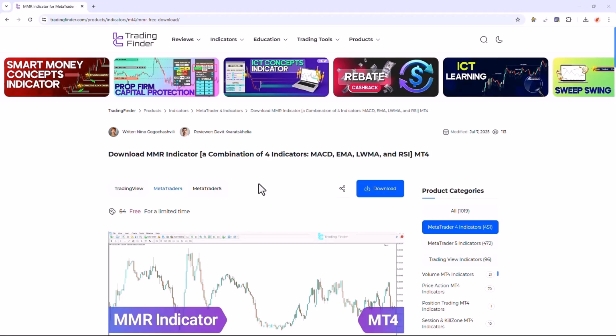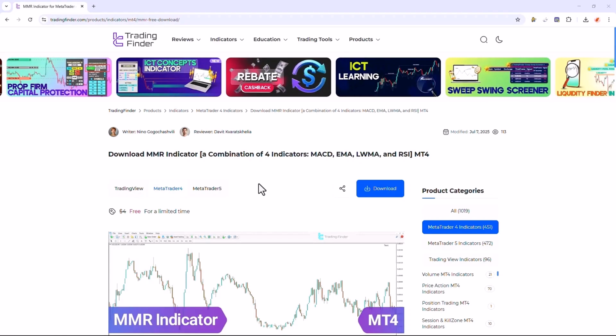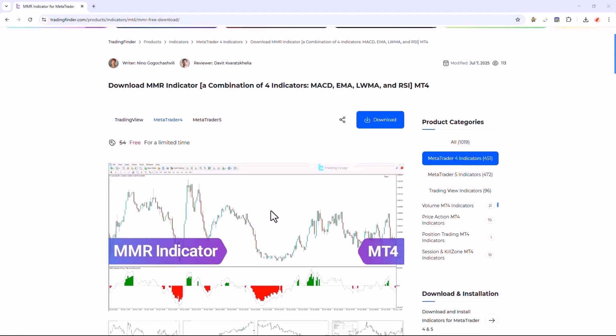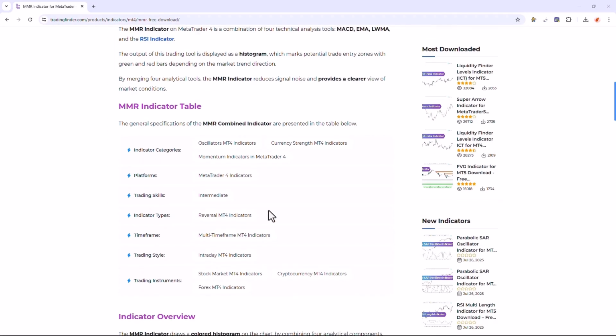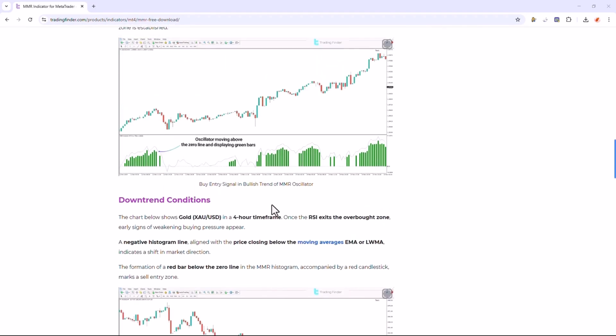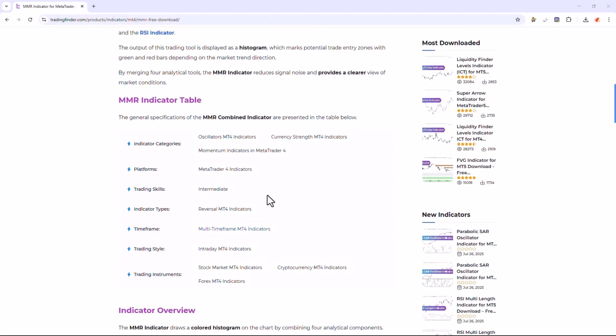The MNR indicator, a combination of 4 indicators: MACD, exponential moving average, linear weighted moving average, and finally RSI, is available for various platforms on the TradingFinder website. From this section, you can download the indicator file for MetaTrader 4 and MetaTrader 5 platforms and run it on the chart. Also, traders can read this page to learn about how the indicator works and its functionality.